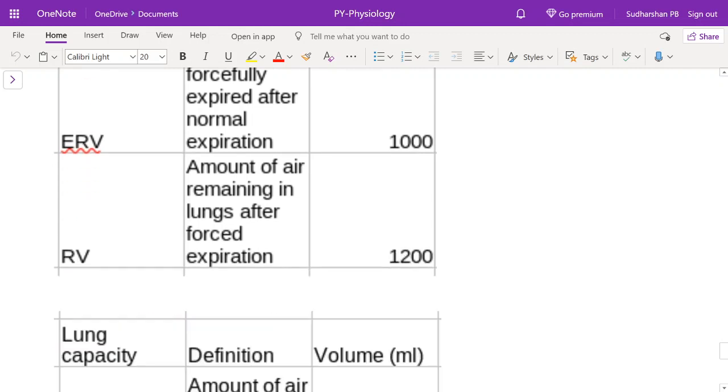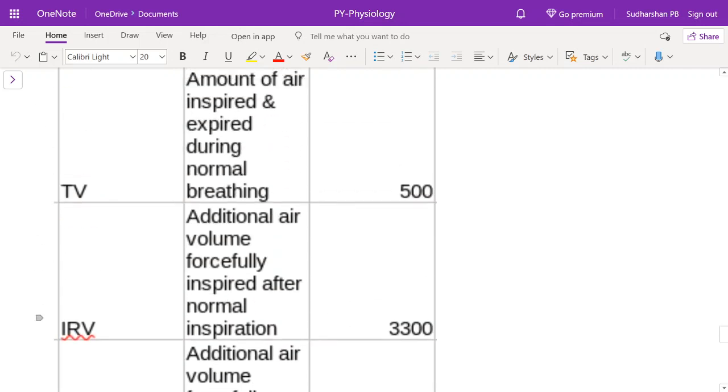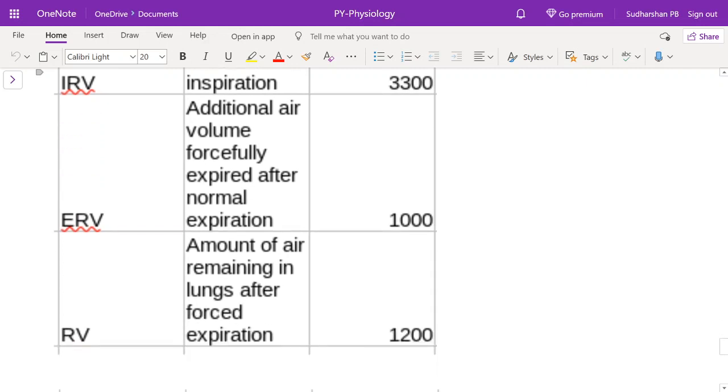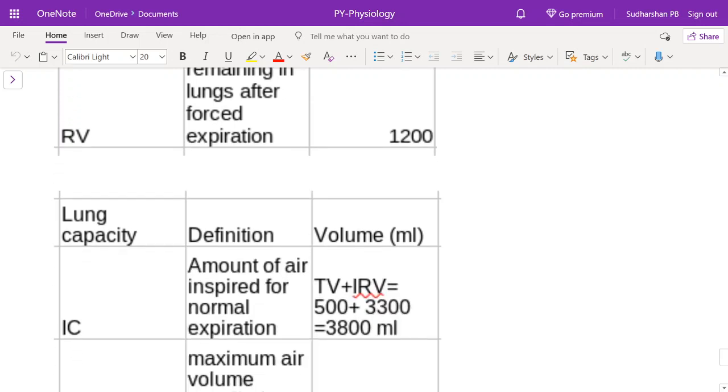And residual volume is the amount of air remaining in the lungs after forceful expiration. Okay, so here the exception is that generally it will be normal inspiration, but here ERV and RV are for forceful expiration. Here it is 1200 ml.